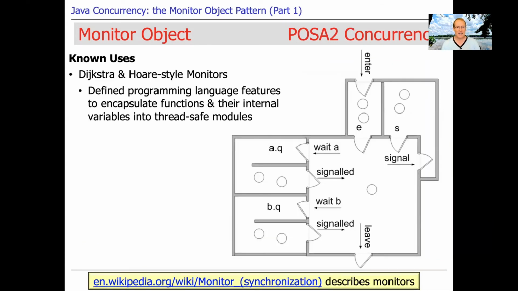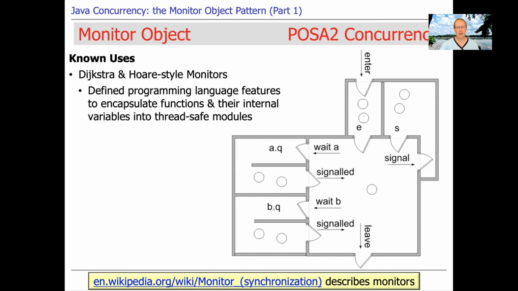One kind of classic example, really, where this all came from were the so-called Edsger Dijkstra and Tony Hoare style monitors. This goes back probably to the late 60s, maybe early 70s, where they describe the use of monitors and guarded suspension and monitor objects and so on. And they were talking primarily in terms of programming language features that would encapsulate functions and their internal variables into thread-safe modules. So if you read the monitor page at Wikipedia, you'll learn about this pattern, and it goes way back to the dawn of concurrency in computing back in the early days.